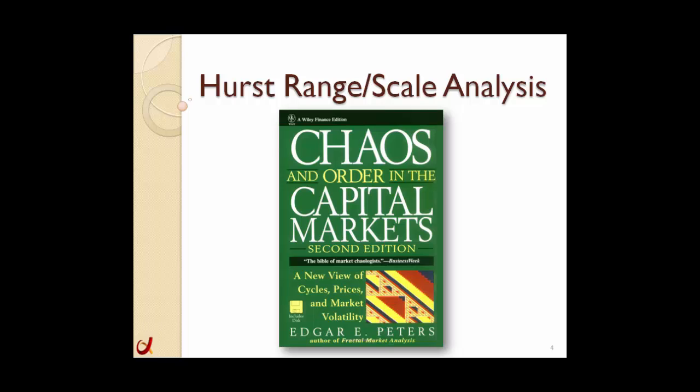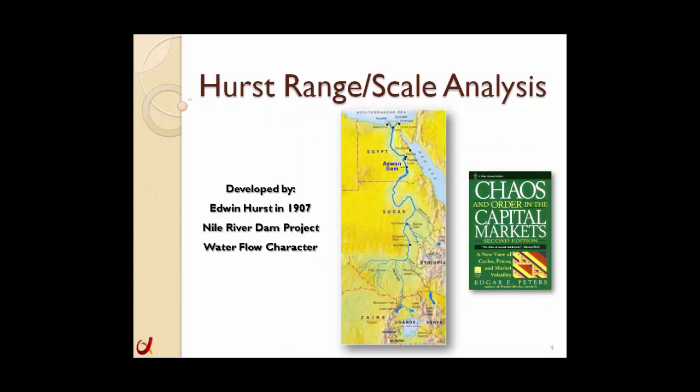In 1994, I ran into a fundamentally important book, Chaos and Order in the Capital Markets by Edgar Peters. He discusses the rescaled range analysis developed by Edwin Hurst in 1907 for the Nile River Dam project for water flow analysis. Hurst thought he should know the character of the Nile River flow before designing the dam. Fortunately, he was in Egypt, where there was 2,000 years of data.